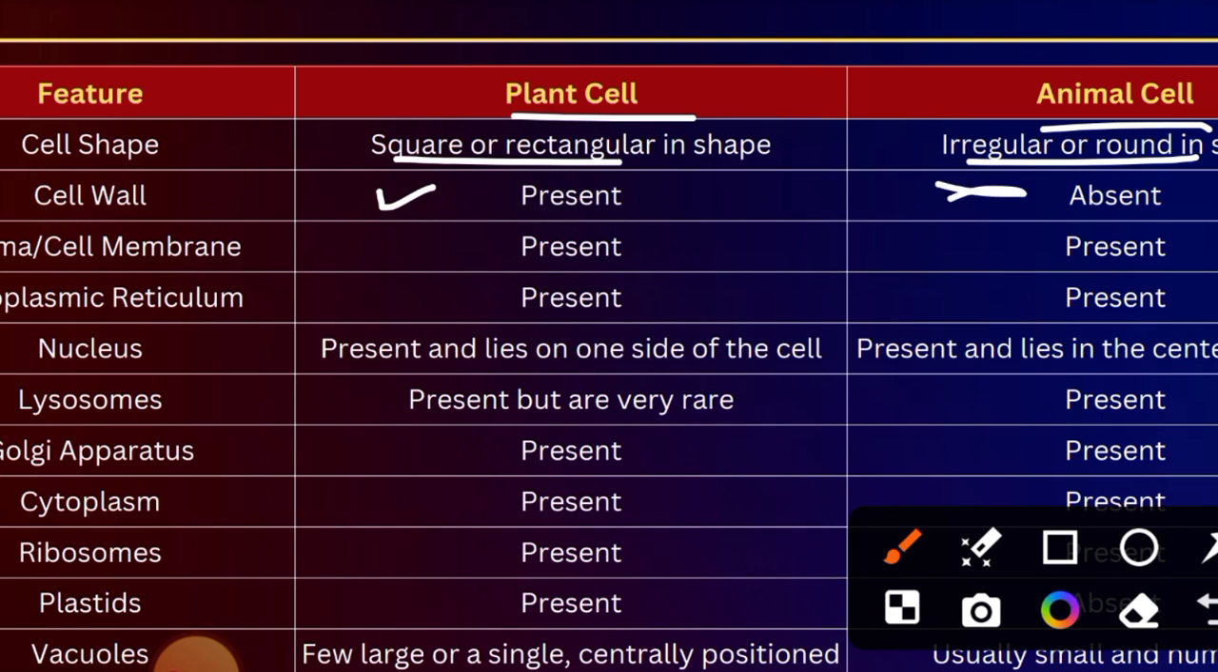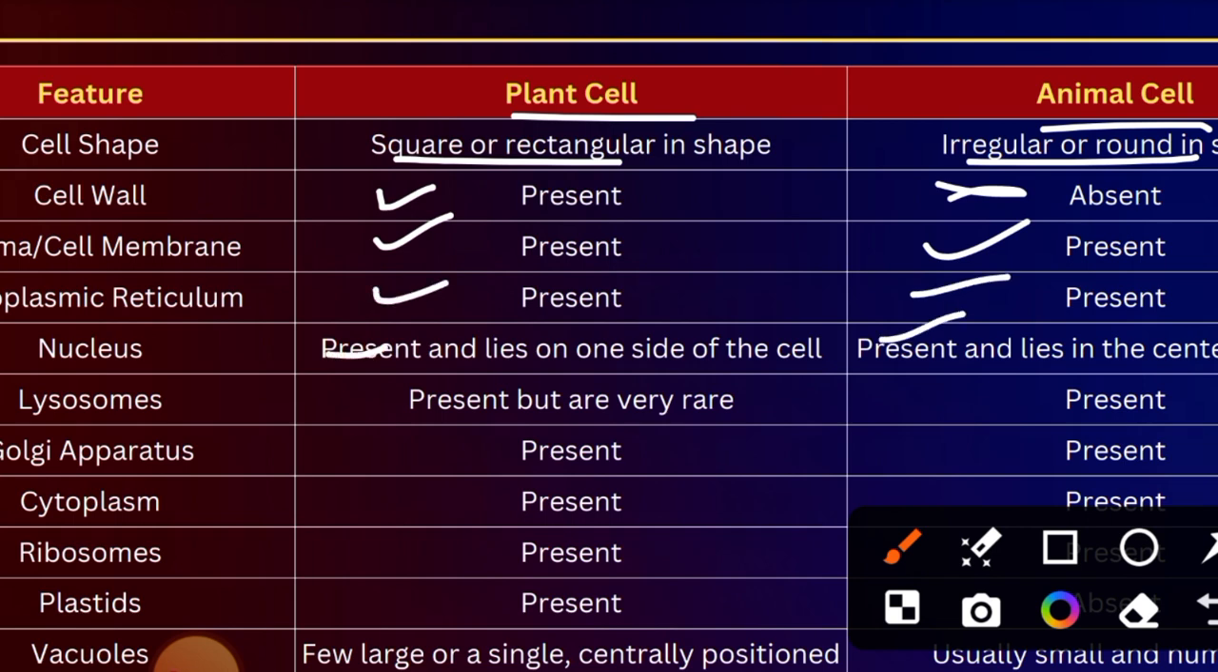Why? Because a plant needs to be at one position, it is stable at one particular place, so it doesn't need to move, it can't move. Therefore, to protect it from the sun rays and all, this cell wall is there. Then cell membrane, plasma membrane, present in both. Then endoplasmic reticulum, present in both.